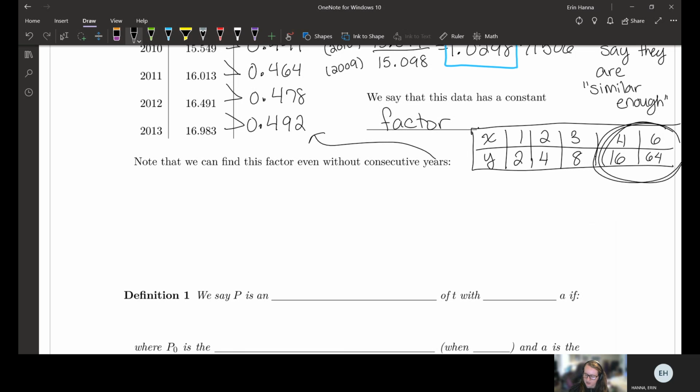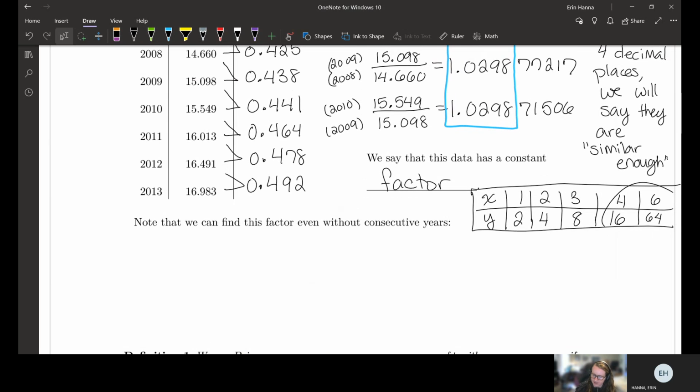So let's look at that really quick, because you still can find this factor even if you don't have consecutive years, consecutive x values. So let's go back to this population example really quick and forget about the side note that I've been looking at for just a second. Here's how you're going to be able to find the factor even if you don't have consecutive years.